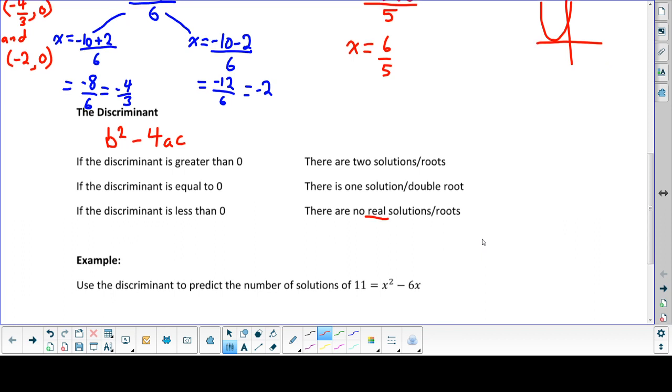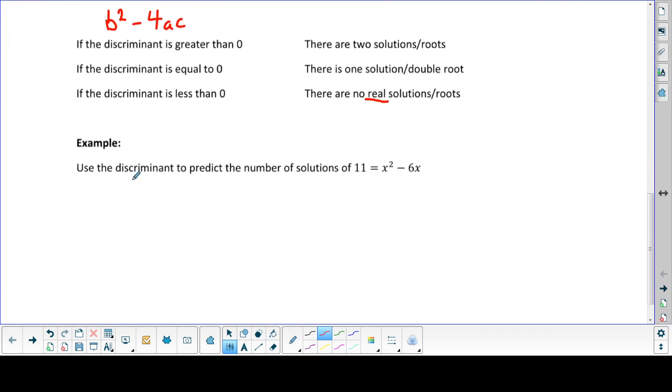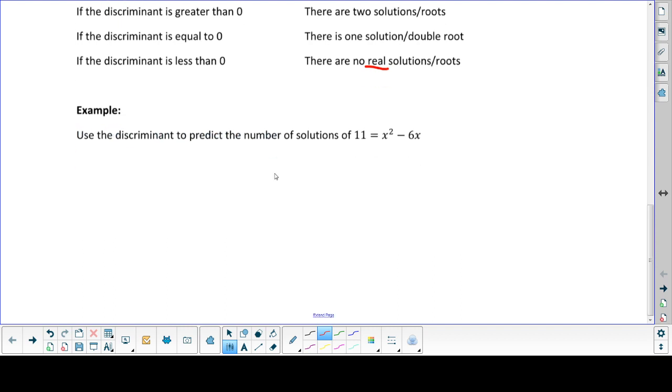All right, so let's see how we can use the discriminant. So use the discriminant to predict the number of solutions. So we don't even need to know what the solutions are. We just need to predict how many there are. So the first thing I notice about this is it is not in standard form. So we're going to have to fix that. So in standard form, it always equals 0 or y.